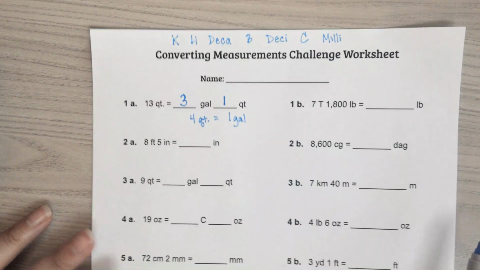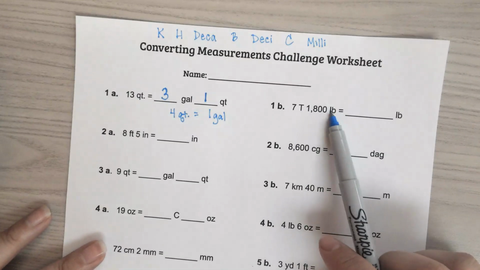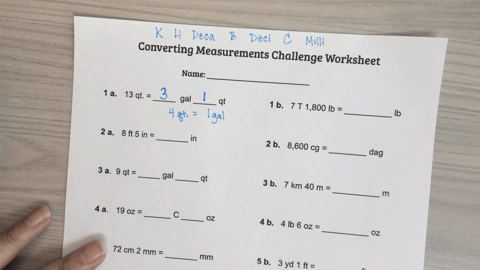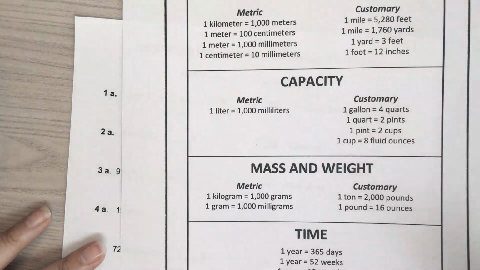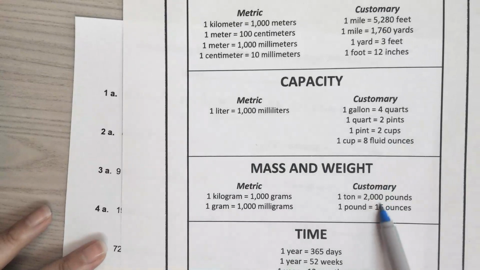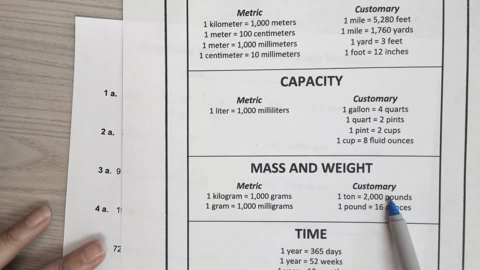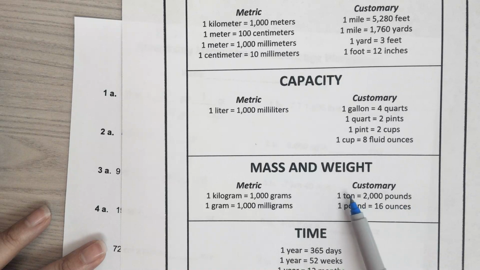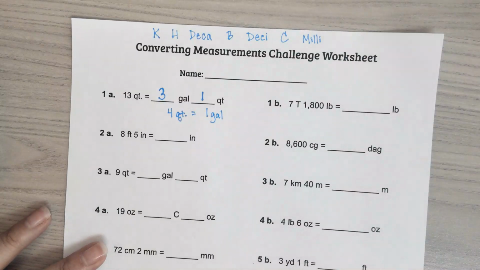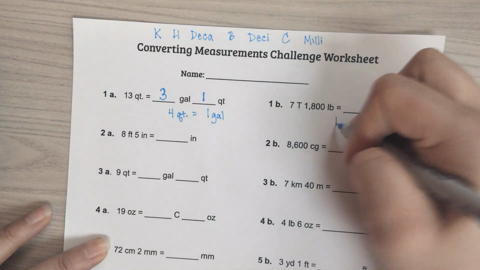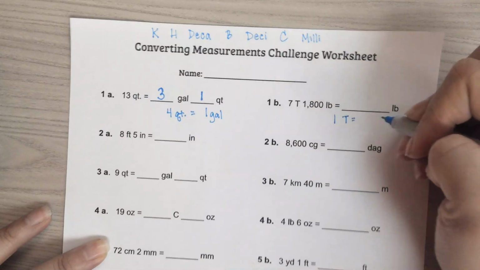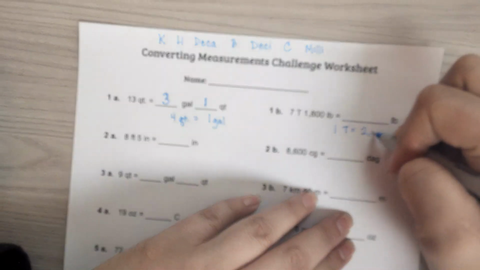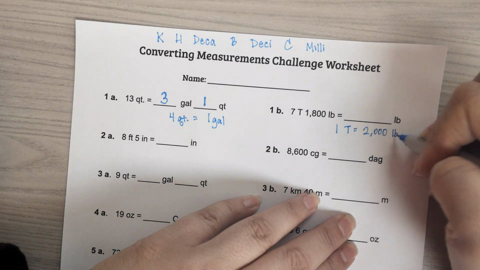All right, for 1b, we have tons and pounds in the question. I'm going to still go over to this little chart and go down to tons and pounds. We see that 2,000 pounds equals 1 ton, and I'm again just going to write that below. So 1 ton, or 1 T, equals 2,000 pounds.